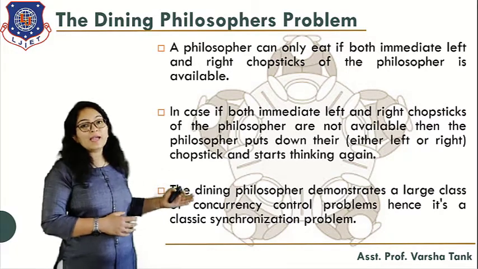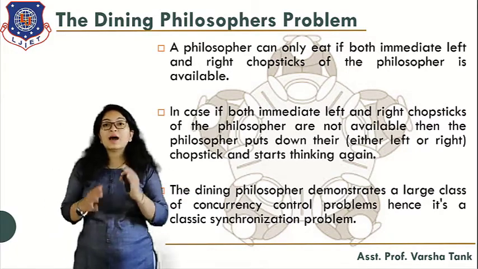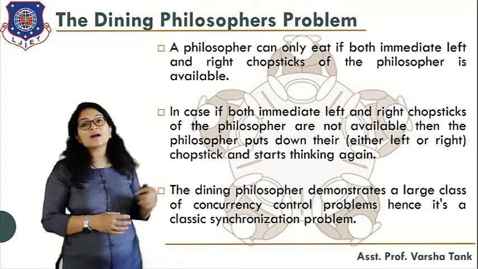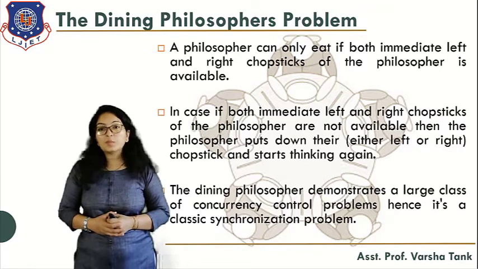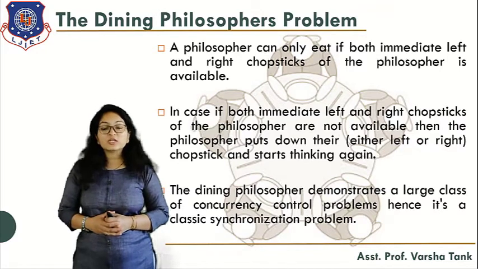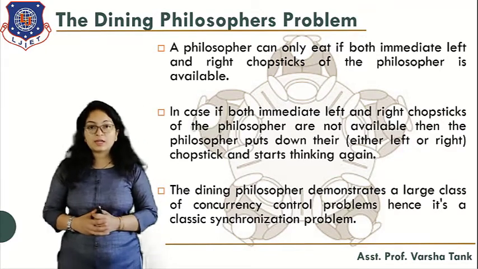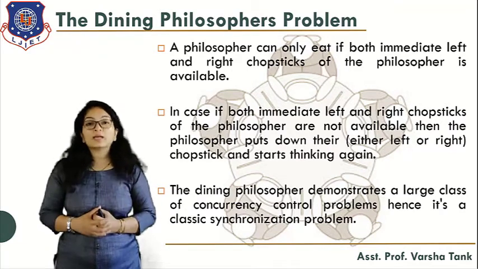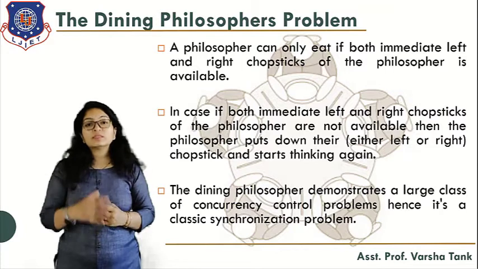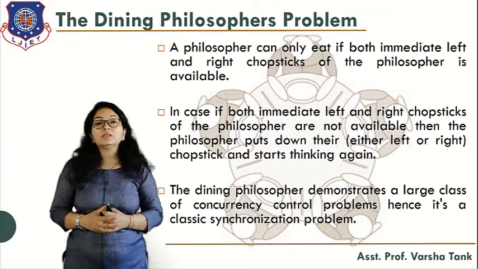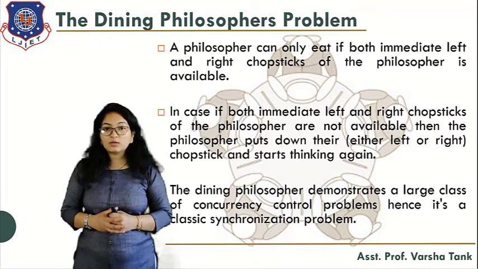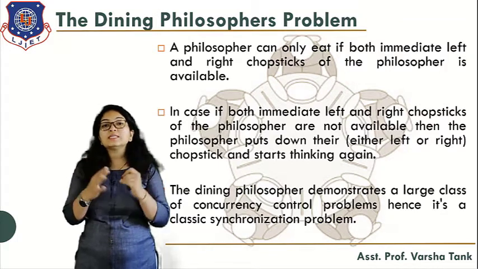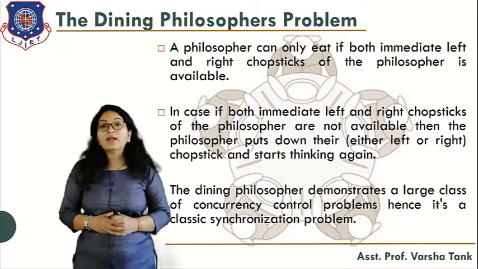So the dining philosophers problem demonstrates a large class of concurrency control problems. Hence, it is a classical synchronization problem. In the last lecture, we learned about the reader-writer problem. At that time, we saw there is a lack of concurrency. We have seen the example and the disadvantage of that particular reader-writer problem. So, no particular concurrency is there in the reader-writer problem.